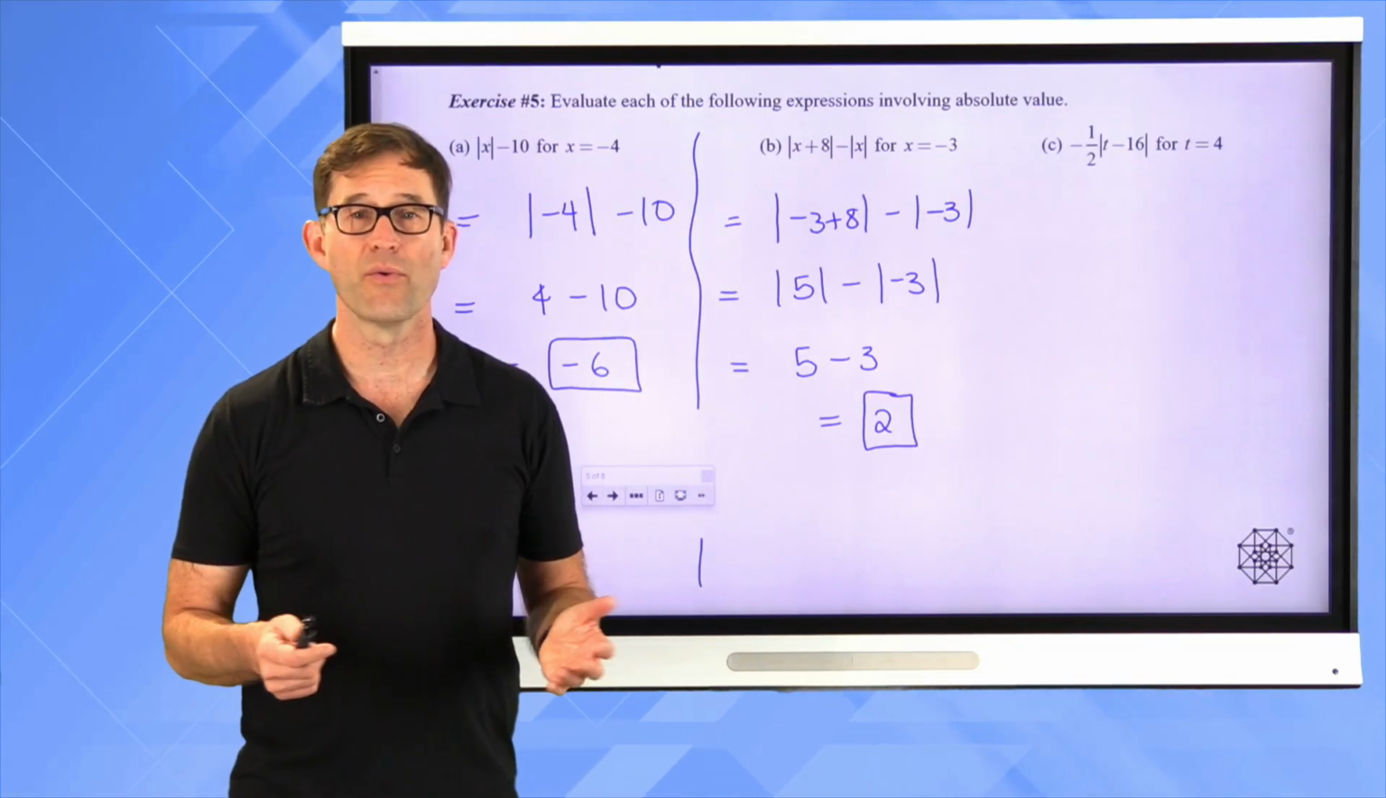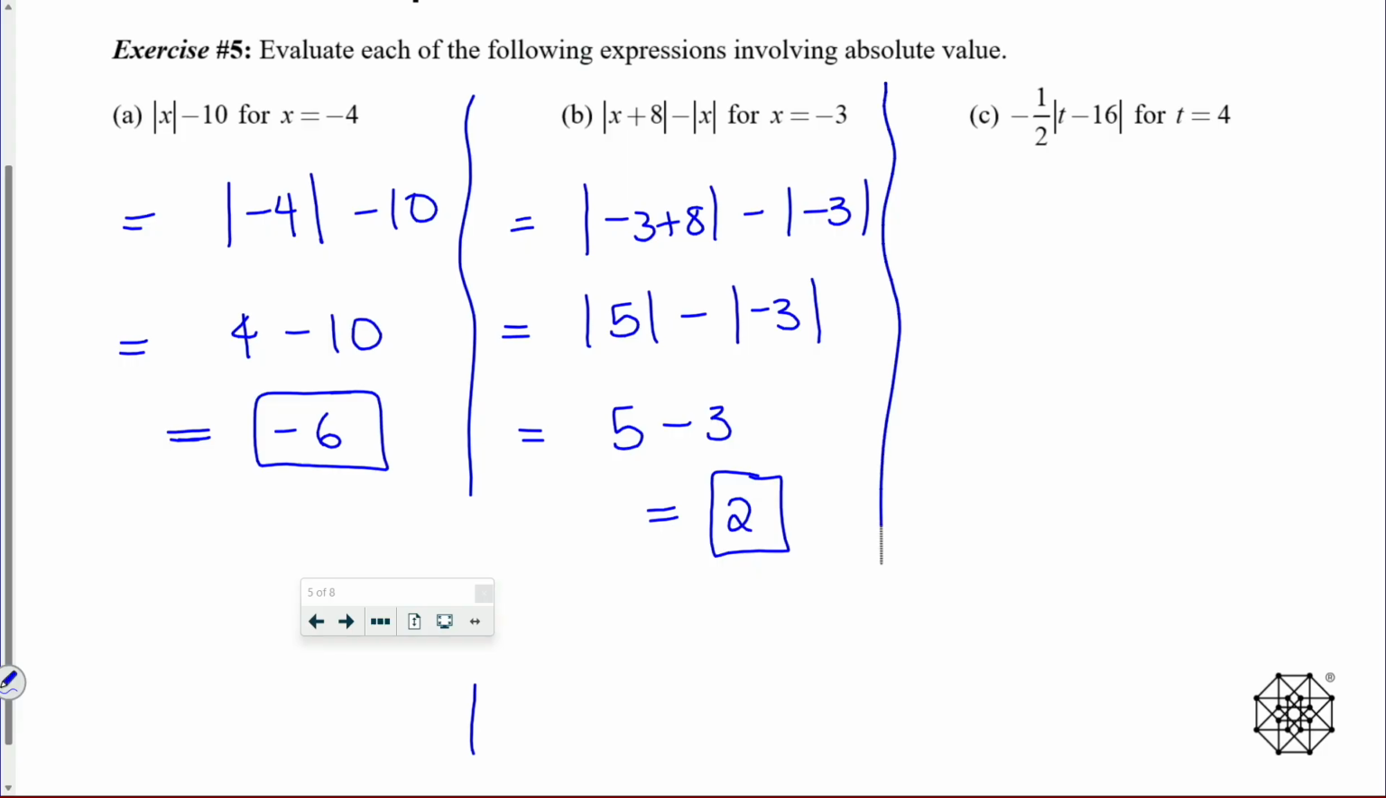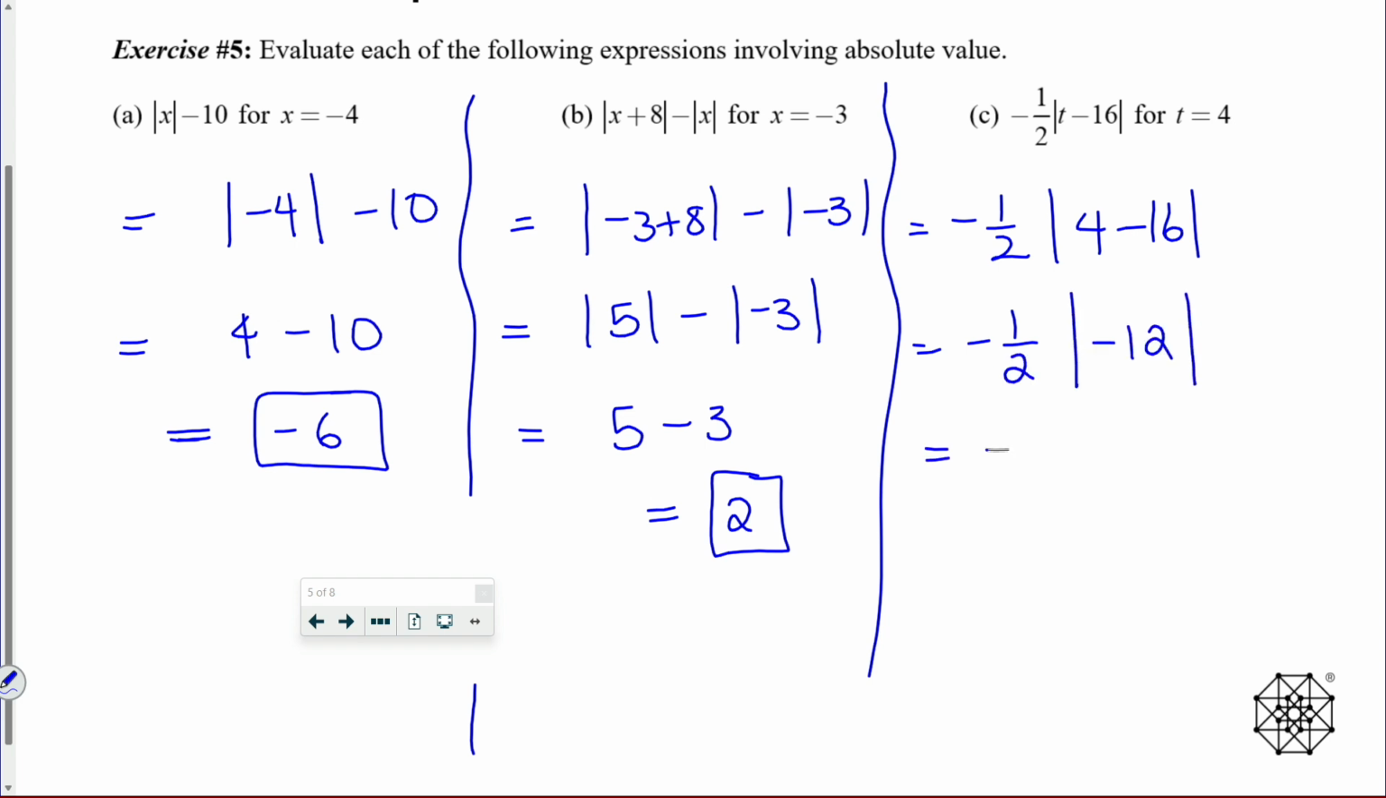All right, let's go through it. For this particular expression, I've got negative 1/2 times the absolute value of 4 minus 16. That gives me negative 1/2 times the absolute value of negative 12. That's negative 1/2 times 12, and negative 1/2 times 12 is negative 6.